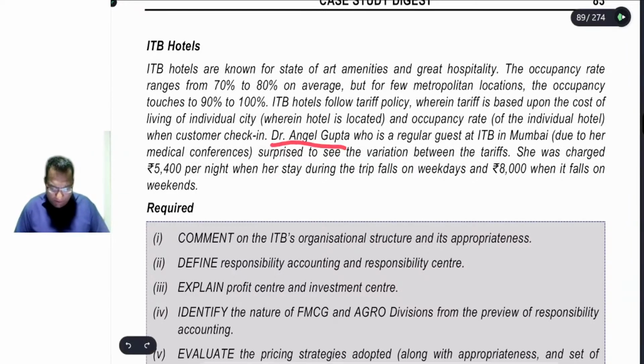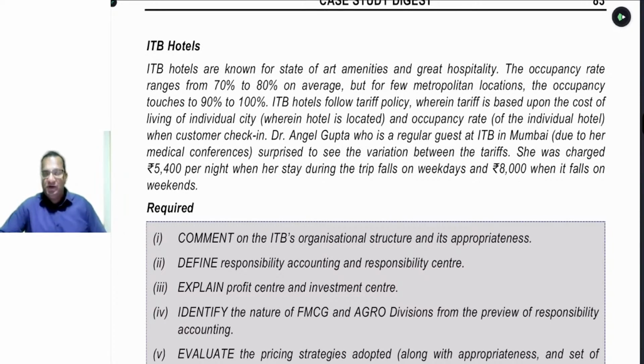Dr. Angel Gupta, who is a regular guest at ITB in Mumbai due to her medical conference, surprised to see the variation between the tariffs. She was charged 5,400 per night when her stay during the trip falls on weekdays and 8,000 when it falls on weekend. So एक रेगुलर कस्टमर है इनकी डॉक्टर एंजल गुप्ता. She was surprised to see the fare difference. On the weekdays the hotel is charging 5,400 while on the weekend the rate, same hotel same room, goes up to 8,000 rupees. है ना.